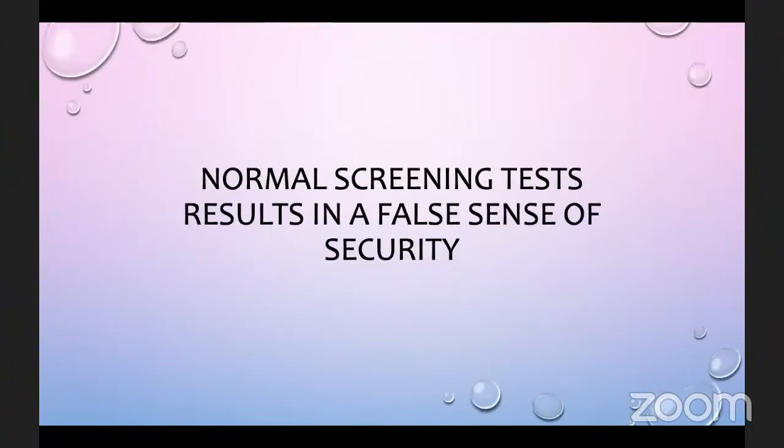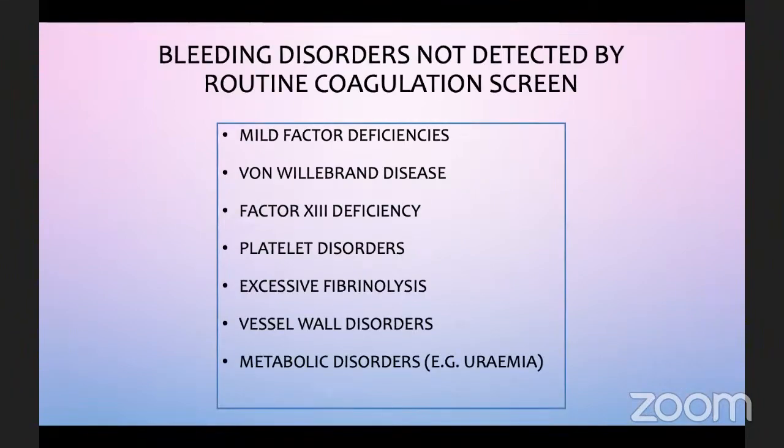So always bear in mind that a normal screening test result occasionally gives you a false sense of security, especially in a case like this, right? When your coagulation profile is normal, you can occasionally miss these diseases. You can miss very mild factor deficiencies. Diseases like von Willebrand disease can be missed. Factor 13 deficiency gives you a completely normal coagulation profile, but they're actually bleeders. Some platelet disorders, excessive fibrinolysis, vessel wall disorders or metabolic disorders are all not picked up on your routine coagulation screen.